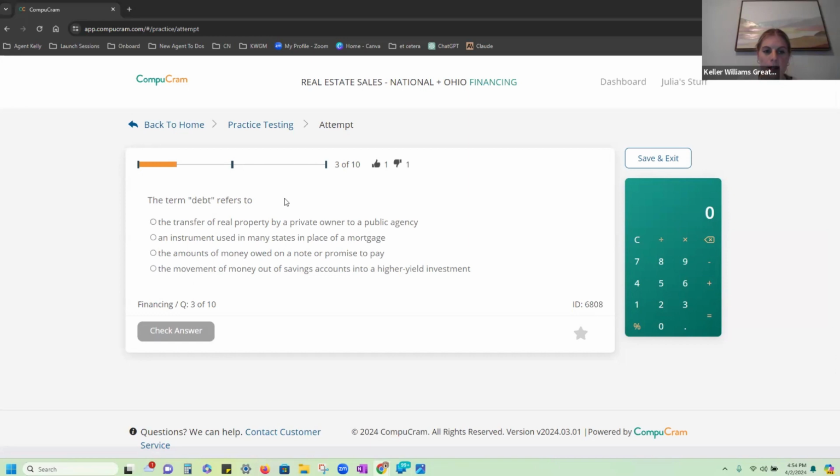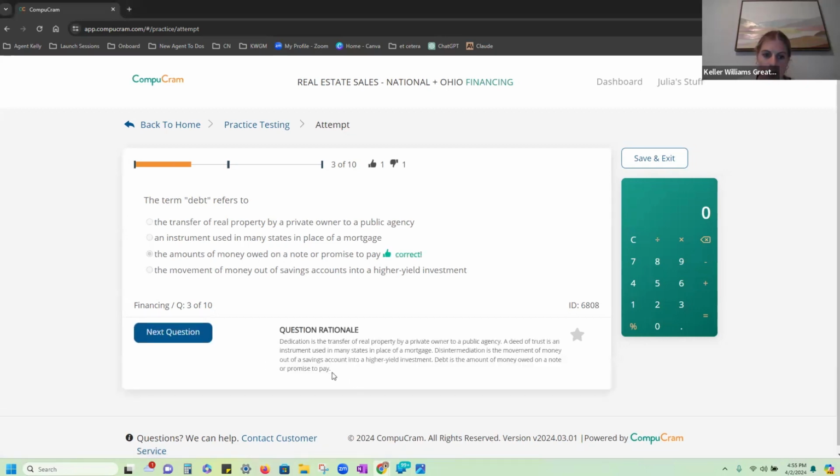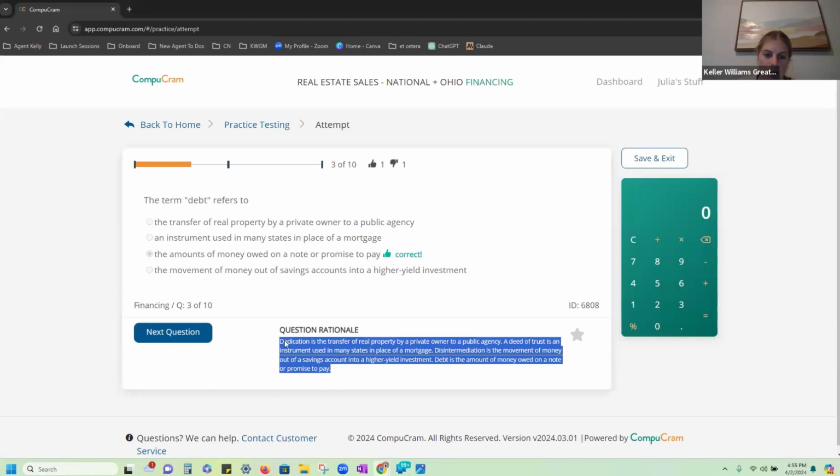All right, the term debt refers to A, the transfer of real property by a private owner to a public agency. B, an instrument used in many states in place of a mortgage. C, the amounts of money owed on a note or promise to pay. Or D, the movement of money out of savings account into a higher yield investment. So the term debt refers to what? All right, D, and that is correct. Good job.